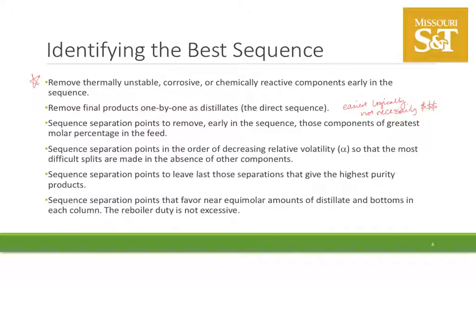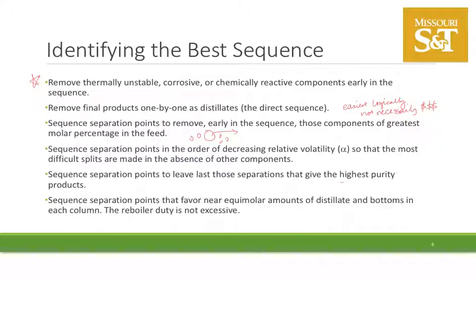Look for sequence separation points that will remove the components that are the greatest molar percent in the feed. Again, we talked about this early, but if you had one big component and lots of little pieces of components, and you get rid of this one early on, then you can save yourself money, because now I'm going to have just little dribs and drabs of things that I need to send into the distillation towers. That's going to be a much smaller tower. It's going to save me a lot of money, both on the initial purchase and in the operating costs for the heating and cooling of those towers.